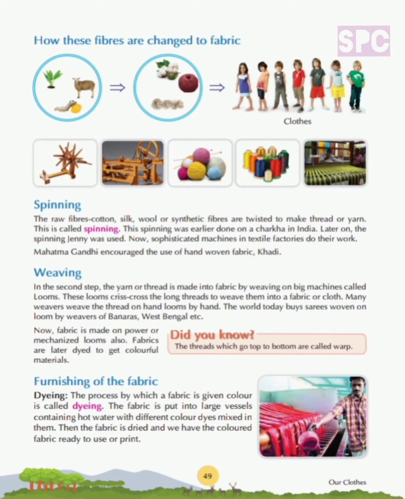In the second step, the yarn or thread is made into fabric by weaving on big machines called looms. These looms crisscross the long threads to weave them into a fabric or cloth. Many weavers weave the thread on handlooms by hand. The world today buys saris woven on looms by weavers of Banaras, West Bengal, etc. Now, fabric is made on power or mechanized looms also. Fabrics are later dyed to get colorful materials.